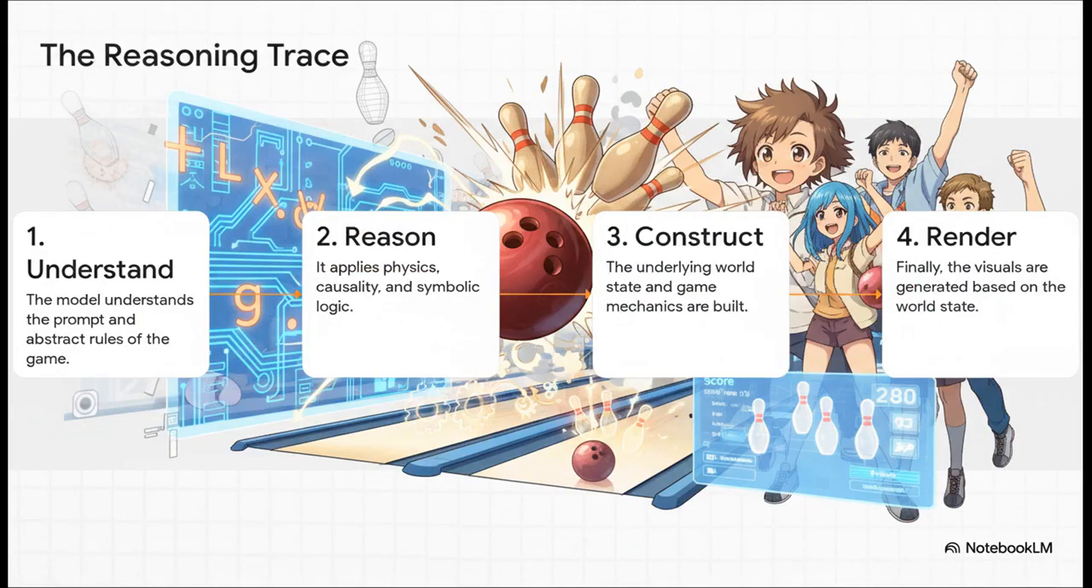This is what Moonlake calls a reasoning trace. Let's break it down. First, the AI understands the abstract rules. What's a pin? What's a ball? How does scoring work? Then it reasons with physics and logic.